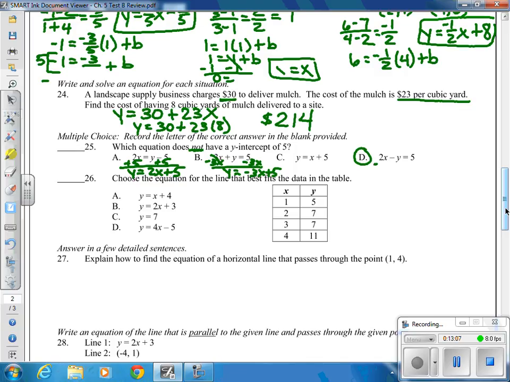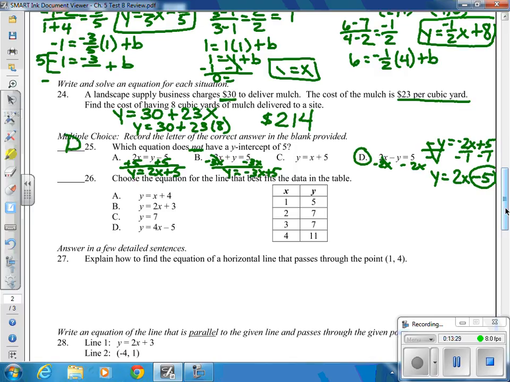So if I do that, I'm going to subtract 2x from both sides. Now I've got negative y equals negative 2x plus 5. Divide everybody by negative 1 and clean it up so you get y equals positive 2x minus 5. The y-intercept on this one is negative 5. That's why letter D is going to be the answer to this one, because it is not a positive 5.